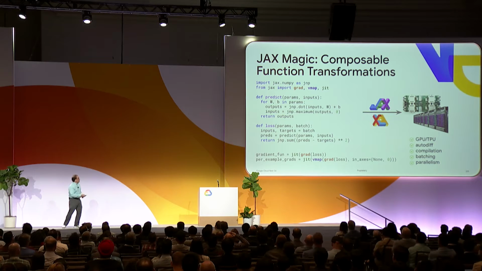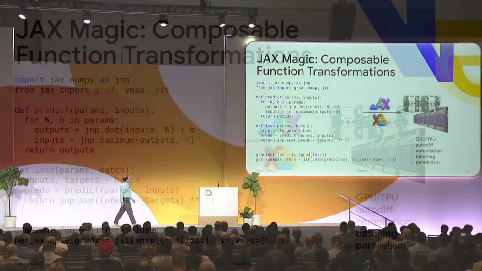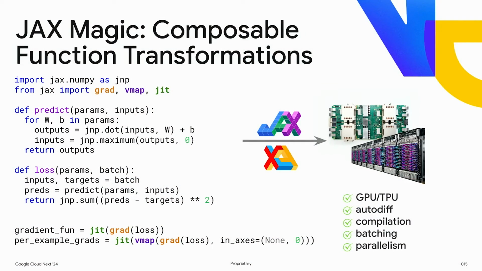So here we have those same predict and loss functions, but look at the bottom here, where we're using JIT and grad and VMAP, and we're composing them in a functional style. And that allows us to do things like take the gradient of our loss function and just-in-time compile it. We'll talk in a second about the performance that we get from that. And then the other one is the same kind of a thing. We're doing some vectorization.